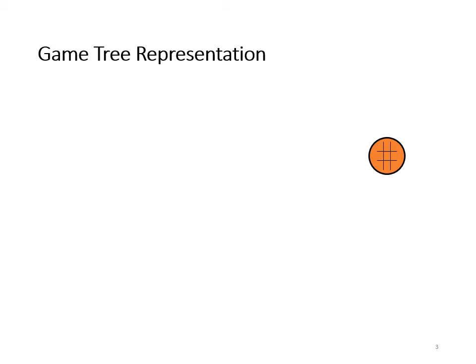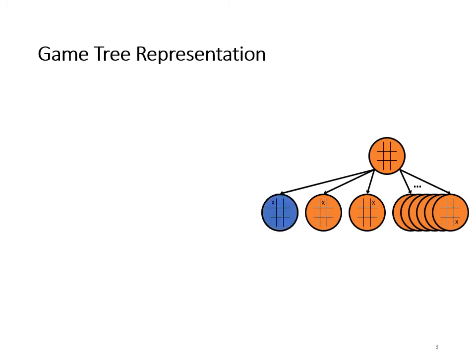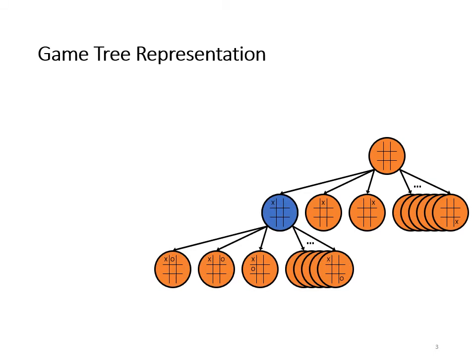Now I am going to teach you how the game tree is represented. The game tree is represented in the form of state space search. Here you can see the initial position of the board where two players are playing. One is the computer and the second one is the opponent. The computer's chance is x and the opponent's chance is o. So when the computer plays, it will take move x, and when the opponent plays, it will take move o.